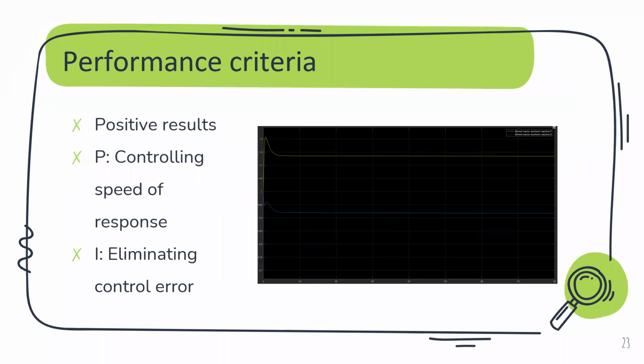As it can be seen in the results on the previous scope, the PI controller does its job, as the proportional part is controlling the speed of the response in the beginning of the graph, and the integral part is eliminating the control error in a steady state.